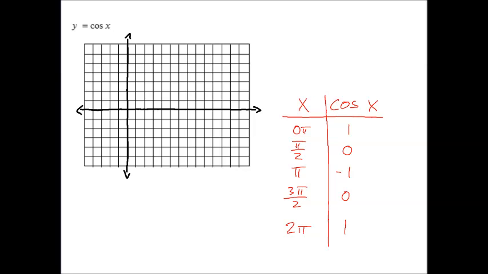Now let's label our x and y axes. The x-axis, every 4 boxes is pi. So 4 more is 2 pi, 4 more is 3 pi. To the left, 4 is negative pi. And up and down, 2 boxes is 1 unit. 1, 2, 3, negative 1, negative 2, and negative 3.